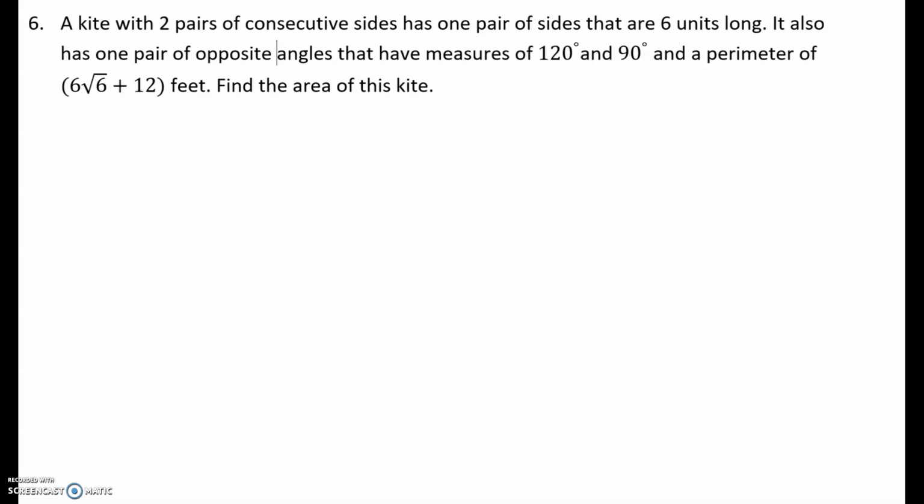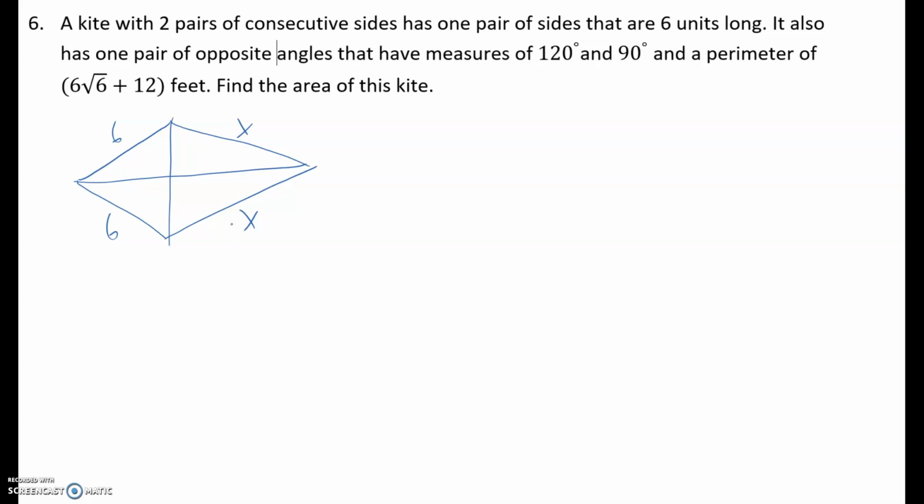We have a kite with two pairs of consecutive sides, one pair of sides that are 6 units long. So in my picture here, I would have something that looks approximately like this, and I can draw this in here, where this is going to be 6 and this is 6. It also has one pair of opposite angles that measure 120 and one would be 90. So in this case, I don't really know anything about the length of the x side there.